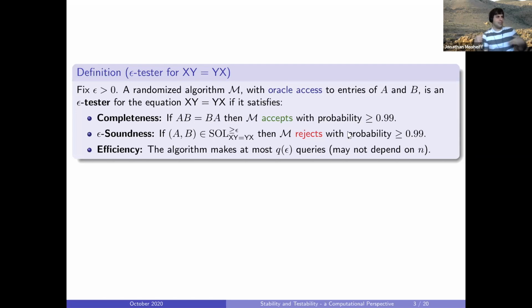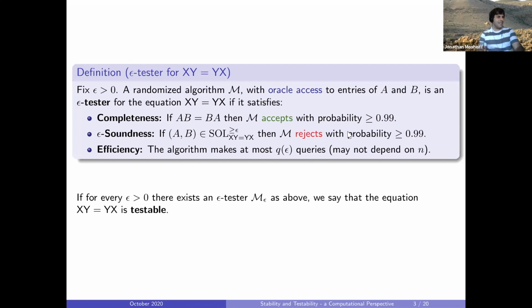Constant means that since we fixed epsilon, this number of queries is allowed to depend on epsilon. And it's not hard to convince ourselves that this is necessary. We can't have the number of queries not depend on epsilon. But it may not depend on n or on the permutations themselves in any way. Okay? So this is the sort of algorithm that we're looking for. And now the question is, is there such an algorithm for every epsilon? We'll be saying that this equation xy equals yx is testable for permutations if there exists an epsilon tester for every epsilon.